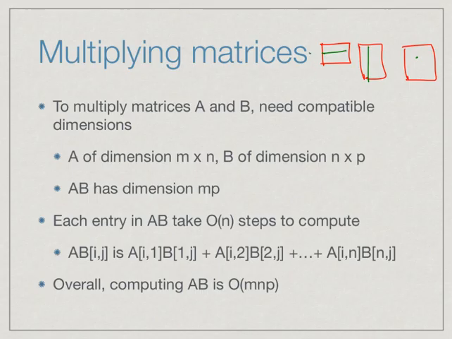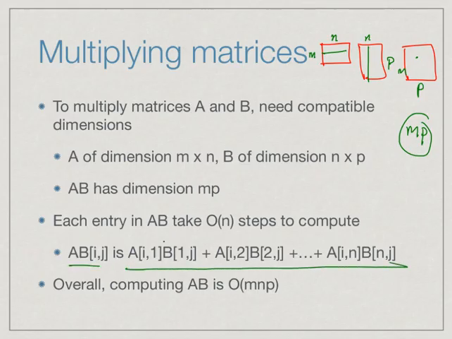So if we have a matrix which is m by n, then the other must be n by p, so that we have a final answer which is m by p. In the final matrix, we have to compute m times p entries, and each of these entries requires us to compute the sum of n products. So that takes us order n time. So the total work is usually easy to compute as m times n times p. A[i][j] is this long sum, and this sum has 1, 2, 3 up to n entries.